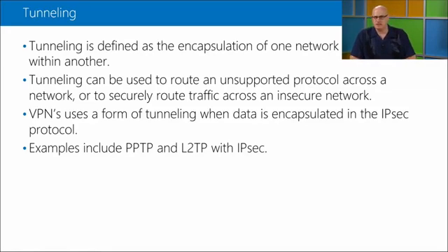Tunneling, we've talked a little bit about tunneling when we talked about IPsec and VPNs. Encapsulation of one network protocol within another. Tunneling can be used to route an unsupported protocol across a network or securely route traffic across an insecure network. VPNs use a form of tunneling when data is encapsulated in the IPsec protocol. And as Christopher mentioned, he just mentioned Point-to-Point Protocol and Layer 2 Tunneling Protocol with IPsec.